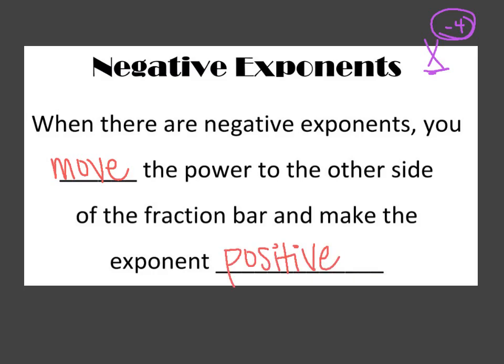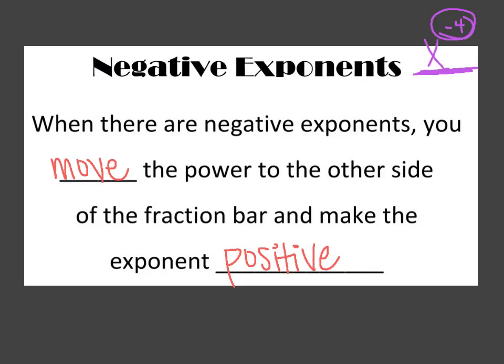Okay, so if I ever see a negative exponent, kind of like we had up here at the top of the page, we had x to the power negative 4, I'm going to move the power to the other side of the fraction bar. So if it's on the top, I'm putting it on the bottom. If it's on the bottom, I'm going to put it on the top. And then I'm going to make the exponent positive.